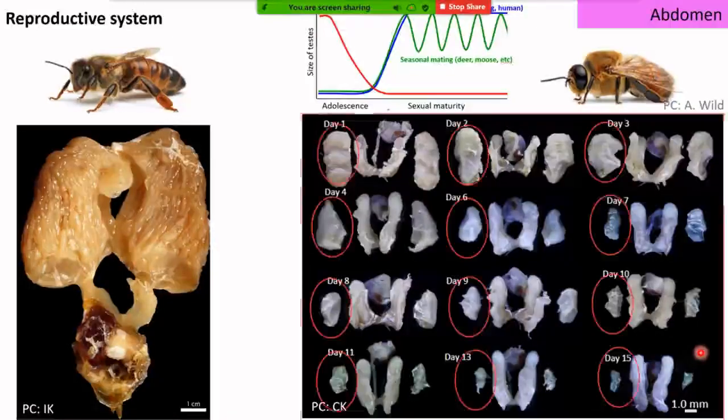And what you will notice is that the size of the testes changes drastically from the time the drone is born to the time that the drone is considered sexually mature at day 15. And the reason for that is that the sperm that is mature will move from the testes into the seminal vesicles, where it will wait for its turn to be used during mating.